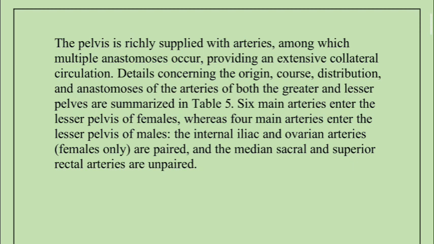I'm going to explain that shortly. Then in males, you have just 4. The ovarian arteries are paired arteries, and the ovarian arteries you find only in the females. Then you have the medial sacral and superior rectal arteries as unpaired arteries. When you say they are paired, like the ovarian arteries, that means you have one on the right and one on the left. But the medial sacral and the superior rectal are unpaired arteries, so you have just 1 each in the body.